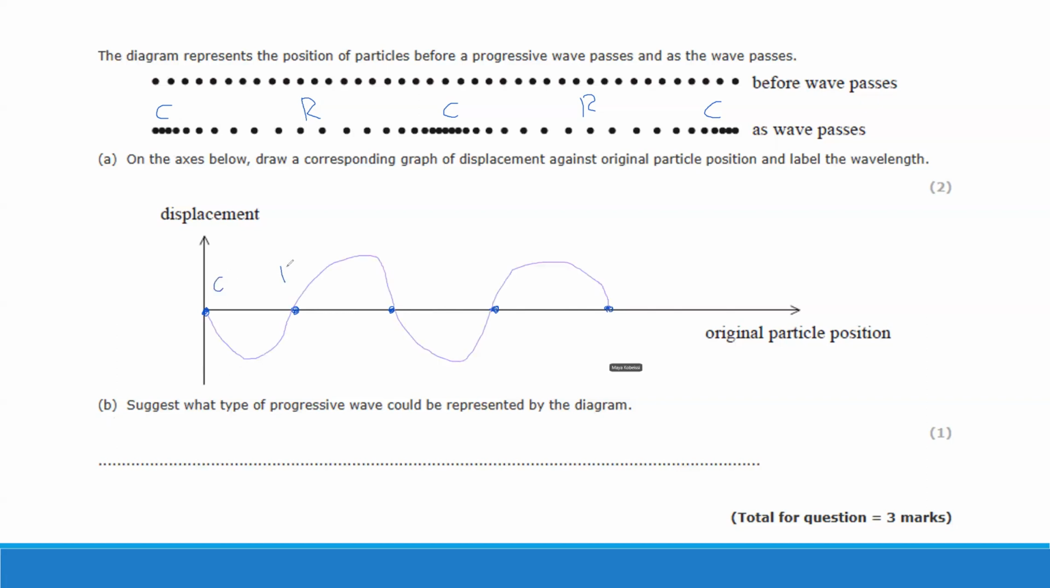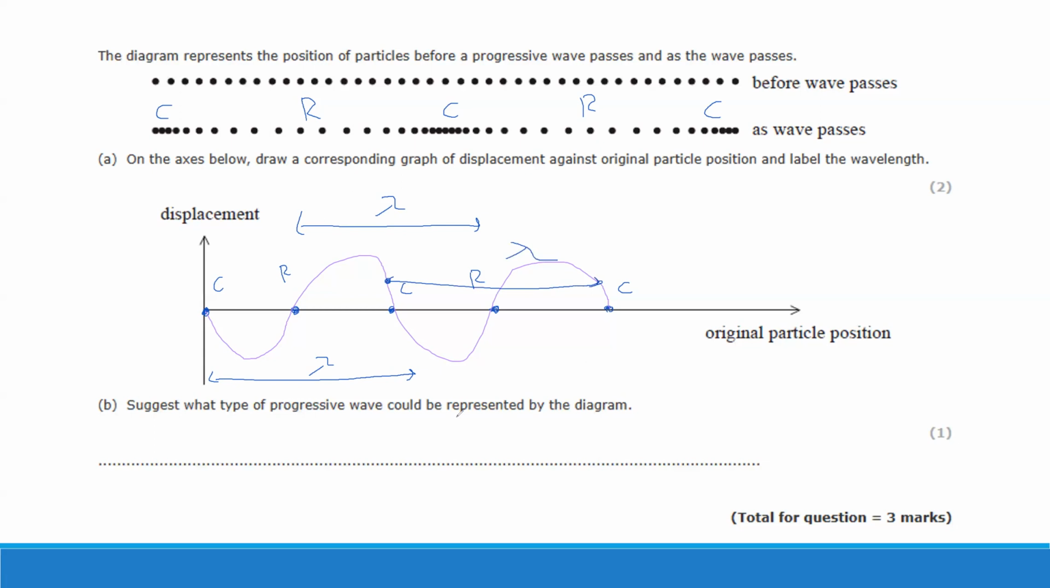Good. Is the job finished, or is there still one more thing we have to do, Maya? I have to label it. Labeled. What do you have to label? Oh, the wavelength. So from one compression to the next. Excellent. So you could do something like this. This is a wavelength. Or maybe from one rarefaction, this is a wavelength. This is also a wavelength if you wanted to do that, but obviously don't.